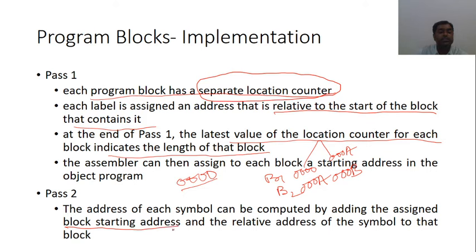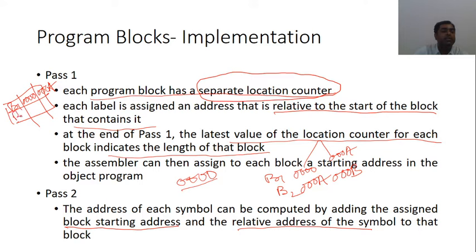Now in pass 2, the address of each symbol can be computed by adding the assigned block starting address. Remember that you will get the address of the symbol by adding the block starting address and the relative address of the symbol. Actually, in pass 1 we are maintaining a table in which the block number is written. What is the starting address of that block? Suppose this is 0000, the default block. And what is the size of this block? Suppose this is 000A.